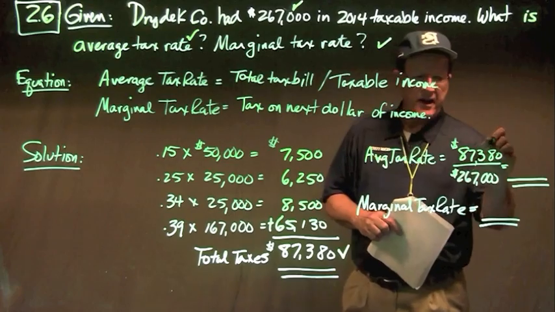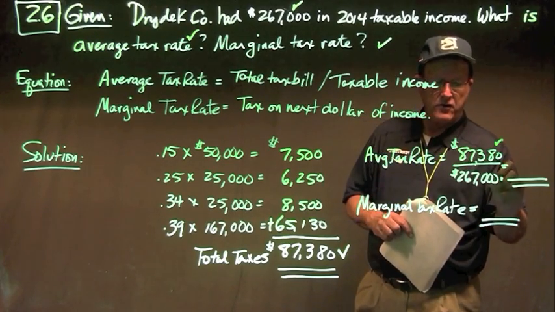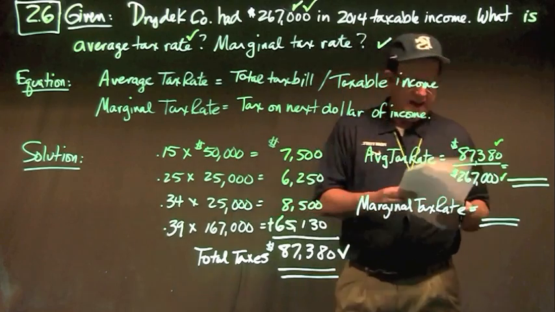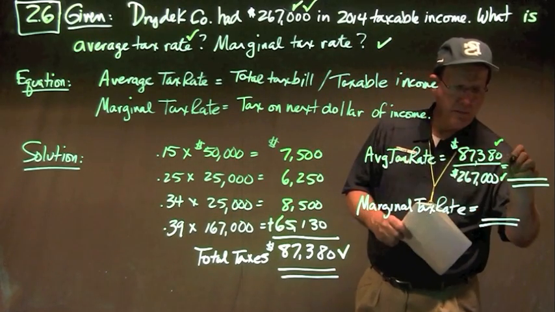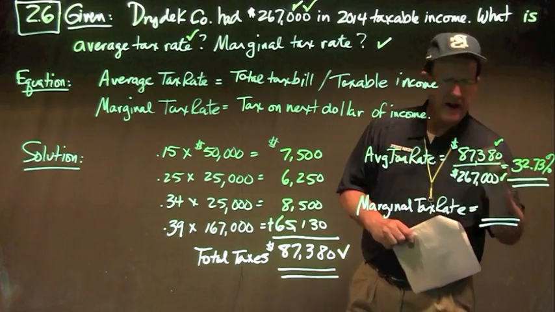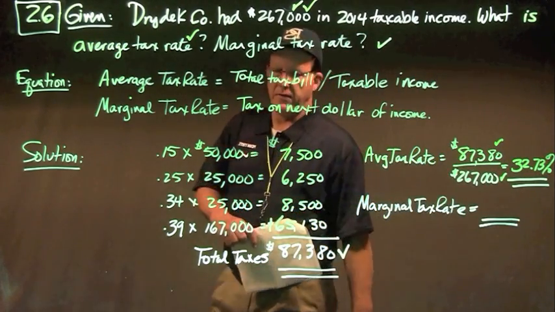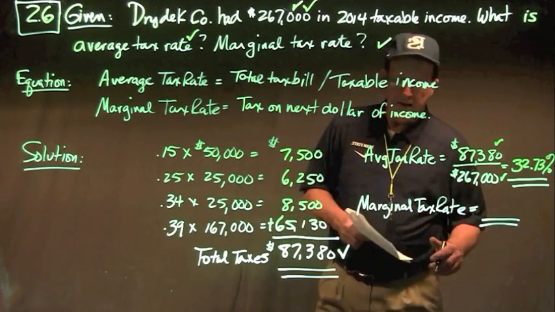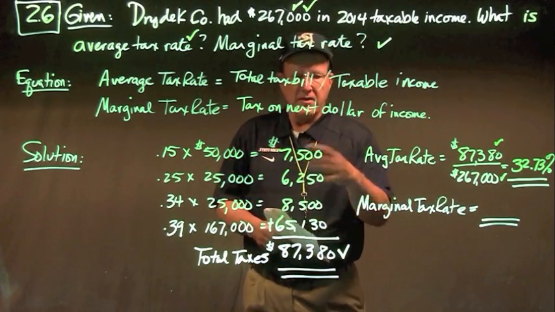Total tax bill is $87,380 divided by your $267,000 of taxable income that was given. I get a tax rate of 32.73% on average. Again, I'm dividing dollars by dollars, so that'll give us an answer in times or in percent, 32.73%. Now, the marginal tax rate is the tax on one more dollar.